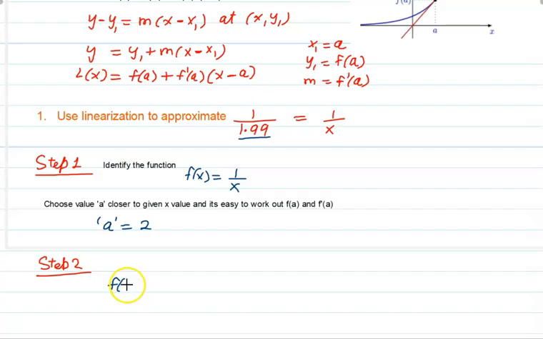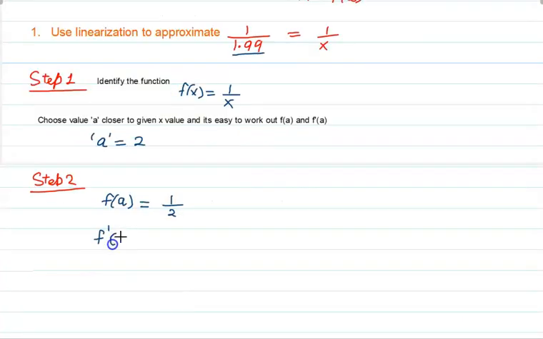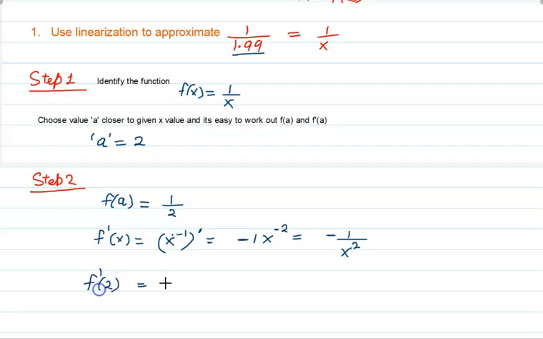For the second step, we find the y value at a. So f of a would be 1 over 2, and then we find the derivative f prime x. The derivative of 1 over x is negative 1 times x raised to negative 2, which is negative 1 over x squared, using the power rule. And then we find the value of this function at 2, so it's negative 1 over 2 squared, which is just negative 1 over 4.